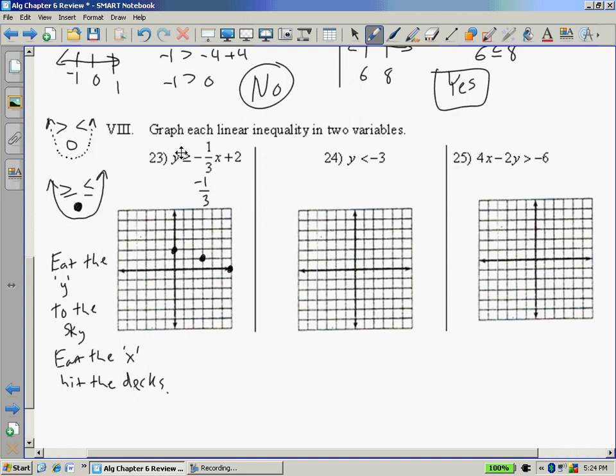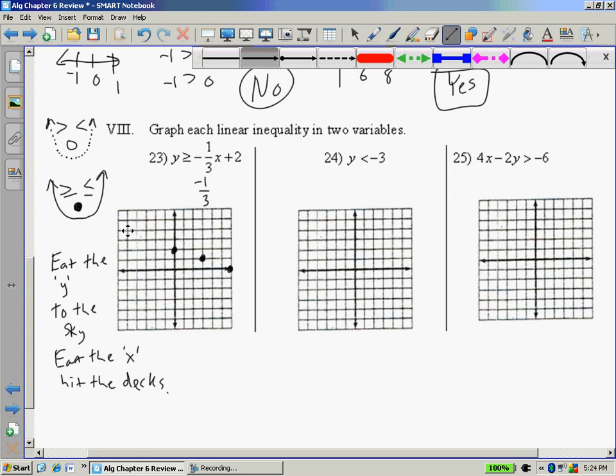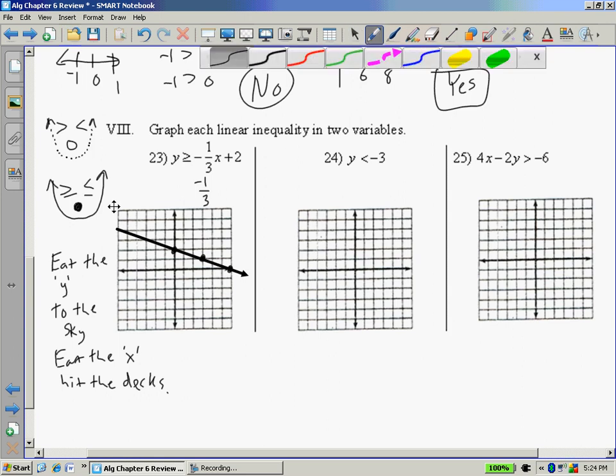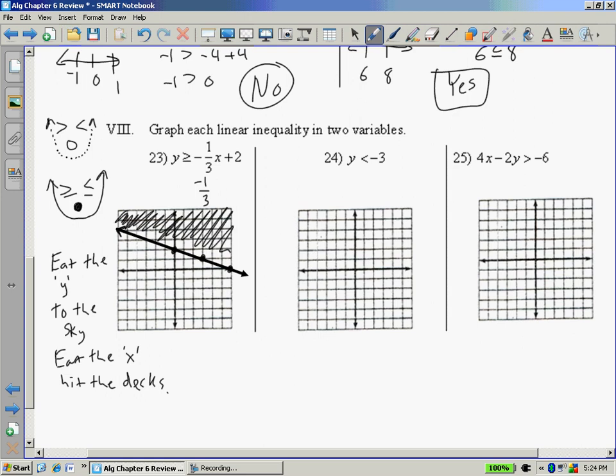Now, this is an old man. He has a full beard, so it's going to be a solid line. Also, it eats the y, so we're going to shade to the sky. What do I mean by that? We're going to shade to the sky above the line, because the alligator is eating the y, or would if he had the chance to.